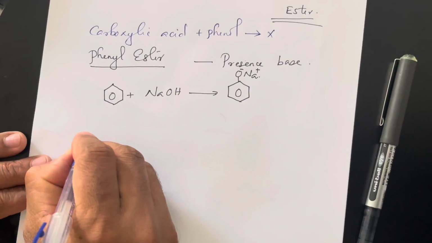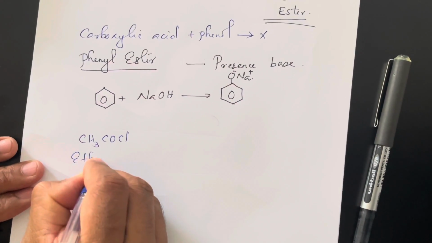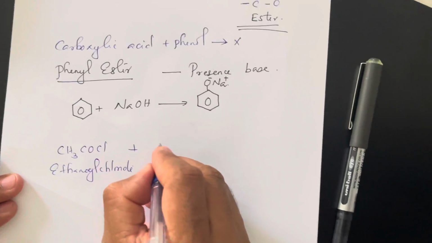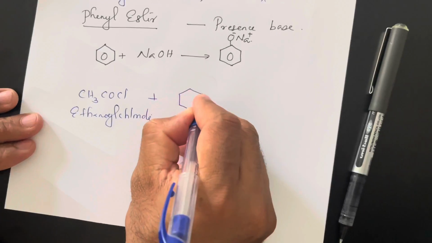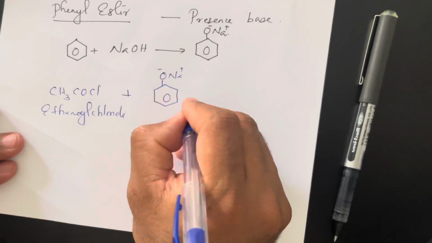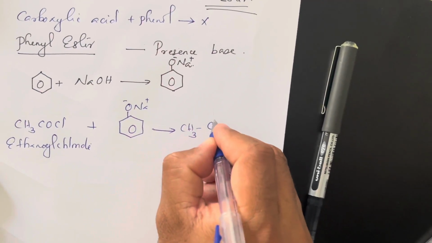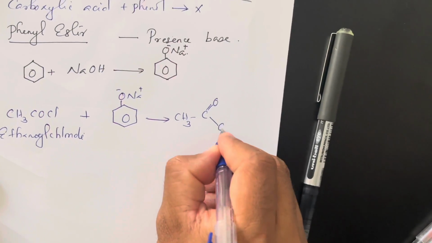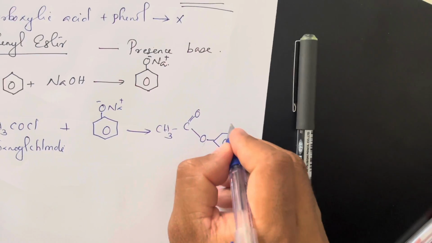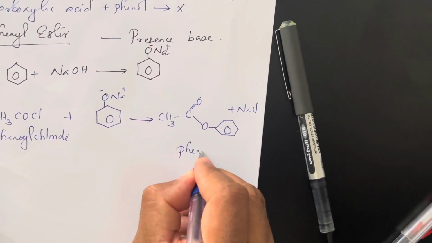For example, ethanoyl chloride, CH3COCl, reacts with sodium phenoxide, O-Na+, to form phenyl ethanoate, CH3C double bond O, plus NaCl. This compound is known as phenyl ethanoate.